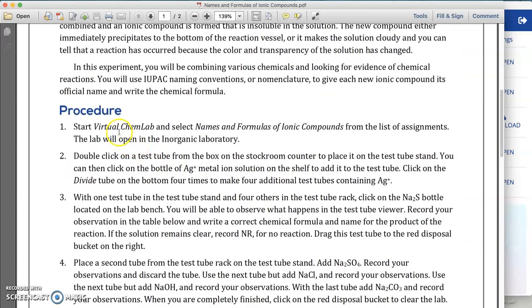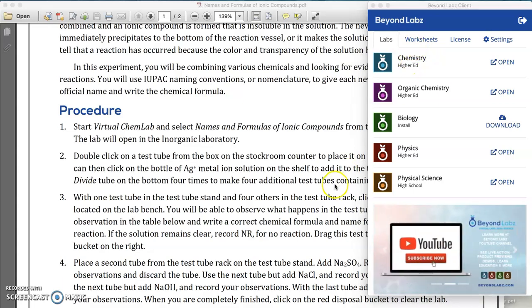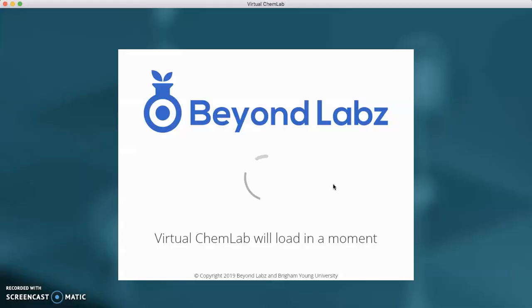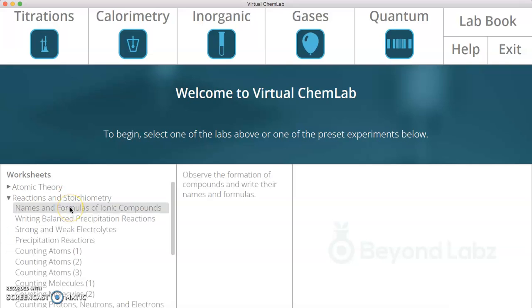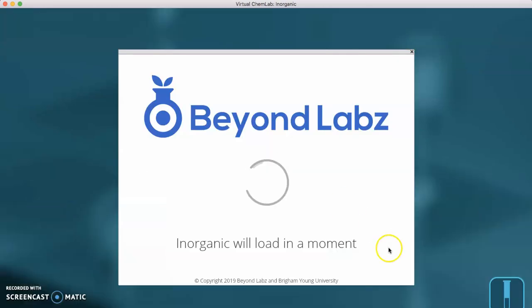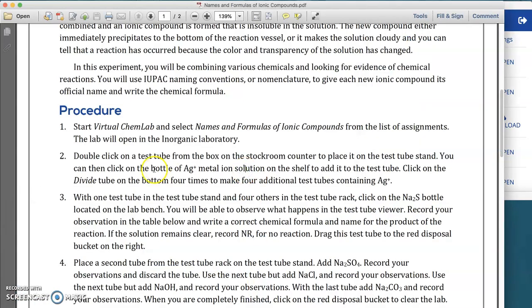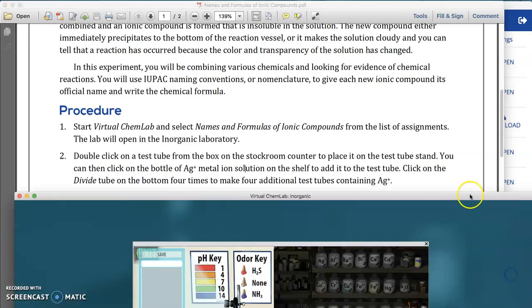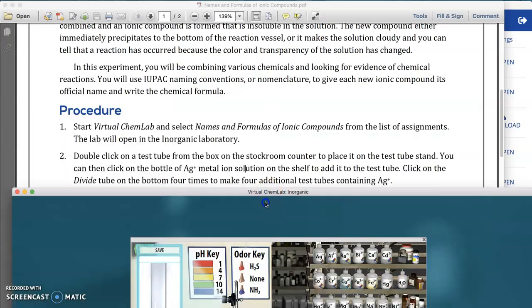Now we're going to go to the procedure and we're going to see the virtual chem lab. We're going to open up our virtual chem lab, and then select the names and formulas of ionic compounds from the drop-down list. If we go to reactions and stoichiometry, there's the names and formula of ionic compounds. Okay, and so here's our virtual lab. It says double click on a test tube from the box on the stockroom counter to place it on the test tube stand. So we are going to double click, and there it is on the test tube stand.